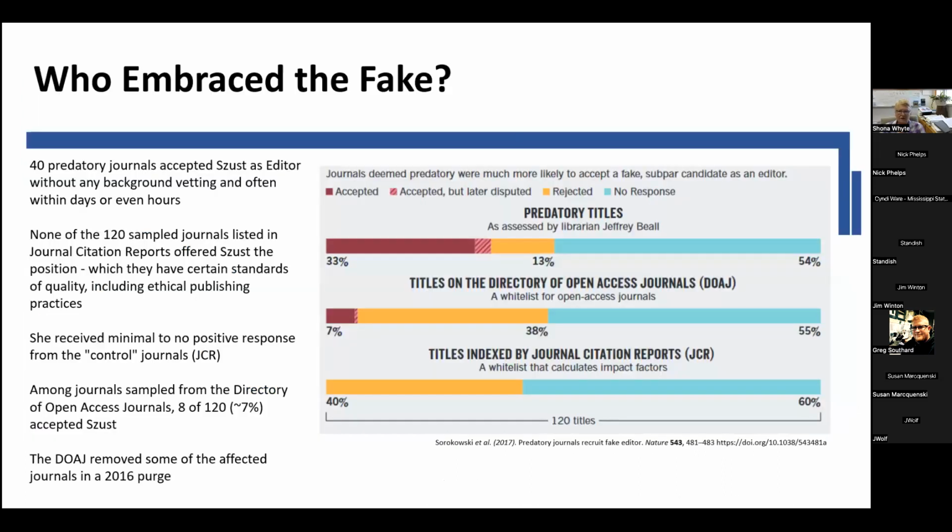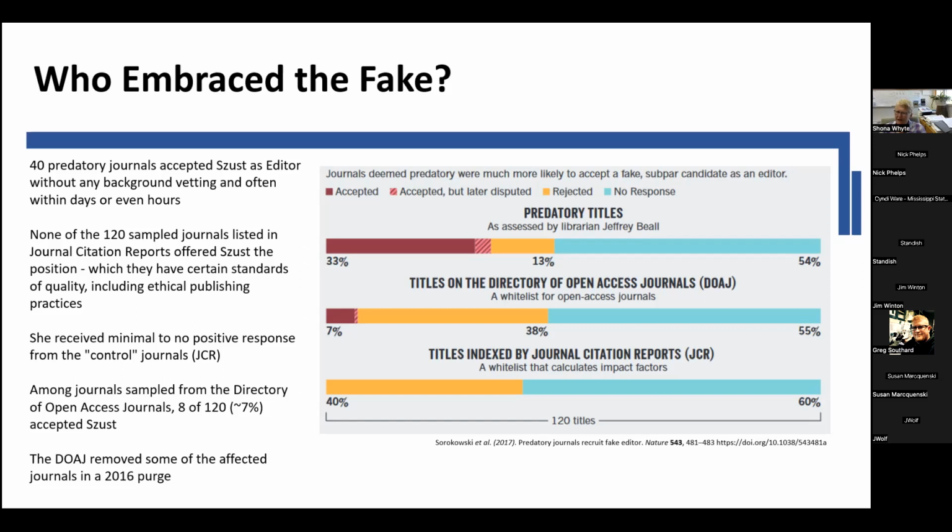And so when we look at the results, 40 predatory journals accepted Szust as editor without any background vetting, often within days or even hours. So 40 journals accepted her without any question. None of the 120 sample journals listed in the Journal Citation Reports, which is our control group, offered Szust a position, and those are the ones that have standard, ethical publishing practices. But she also didn't receive any response from these control journals.